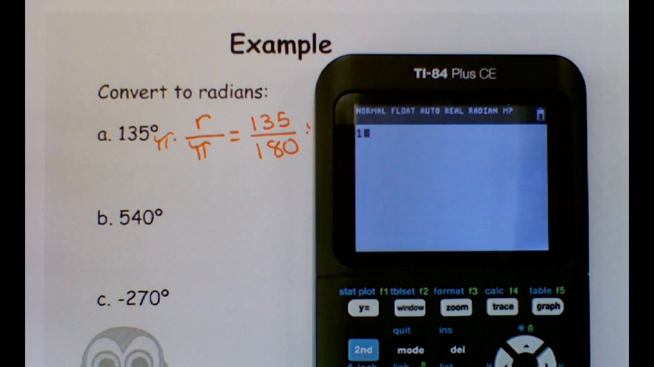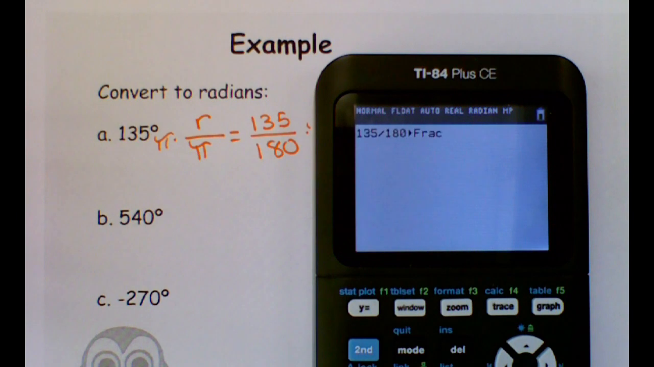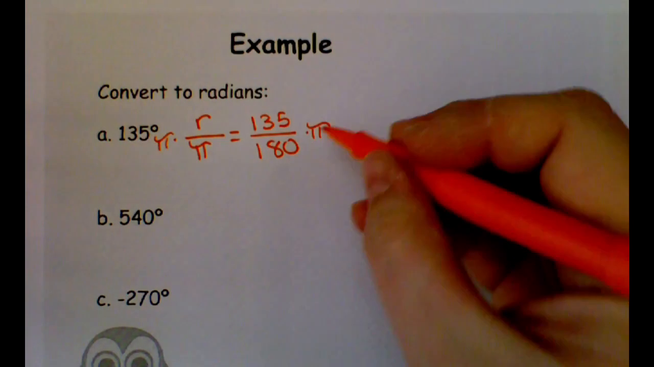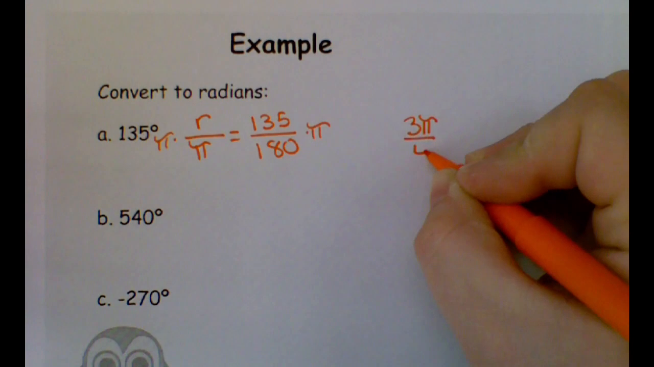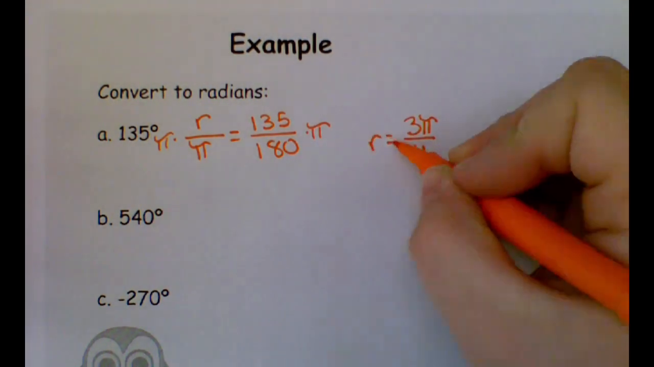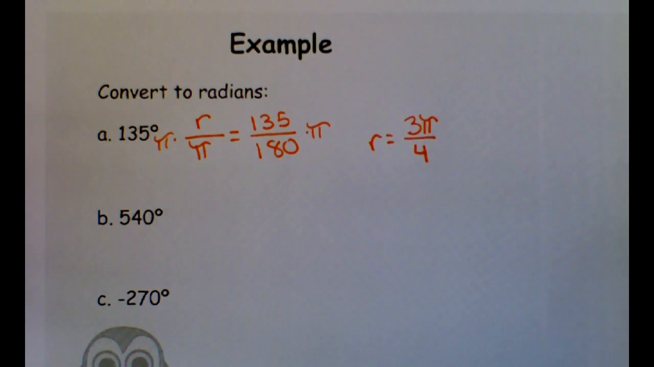Remember that your calculator can do that for you. If you type in 135 over 180, if you hit math, and then that first option, it simplifies to 3/4. But the pi is in there, so remember that it would be 3 pi over 4. Our standard way of writing a measure in radians: put the pi in the numerator, 3 pi over 4. Leave it as a fraction, leave the pi in it.